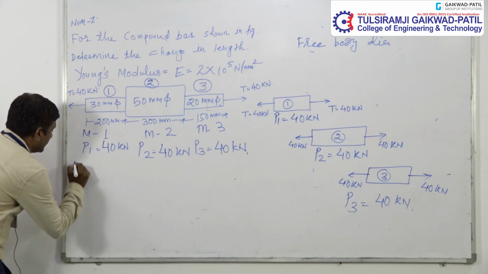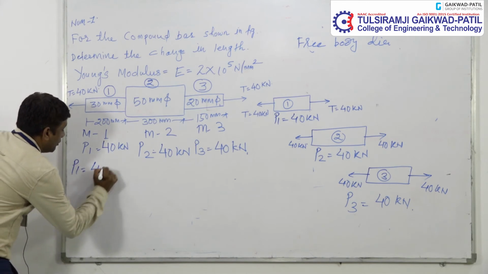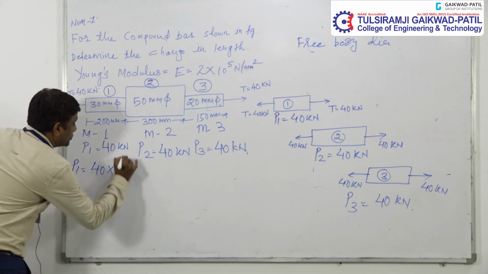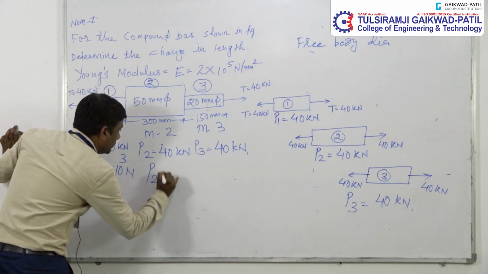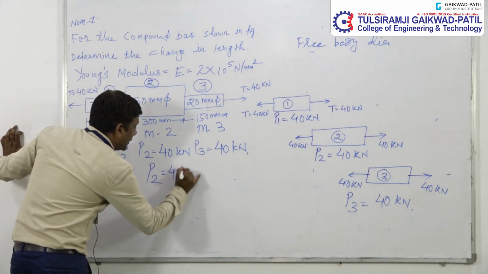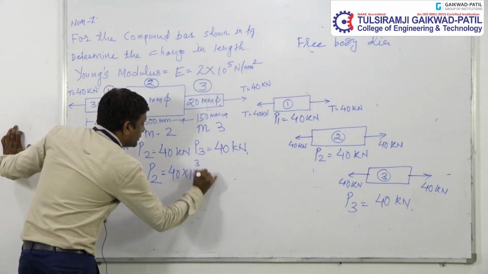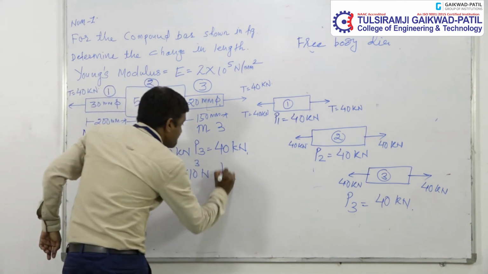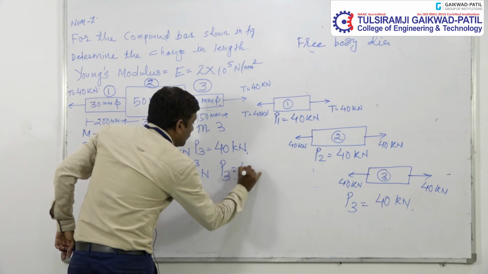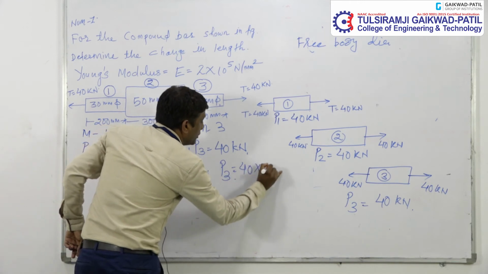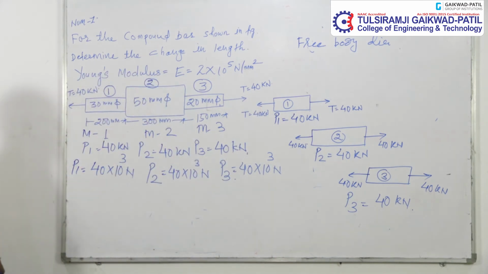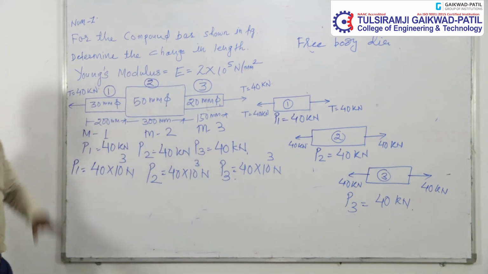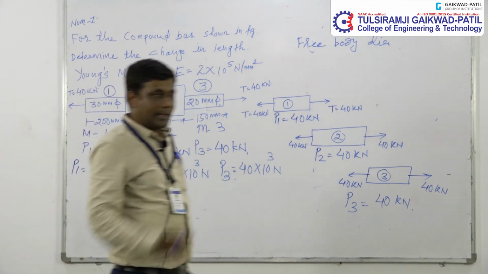So we can write P1 is equal to 40 into 10 raised to 3 Newton, P2 is equal to 40 into 10 raised to 3 Newton, and P3 is equal to 40 into 10 raised to 3 Newton. Okay. So this way you have to calculate the values of tensile force.